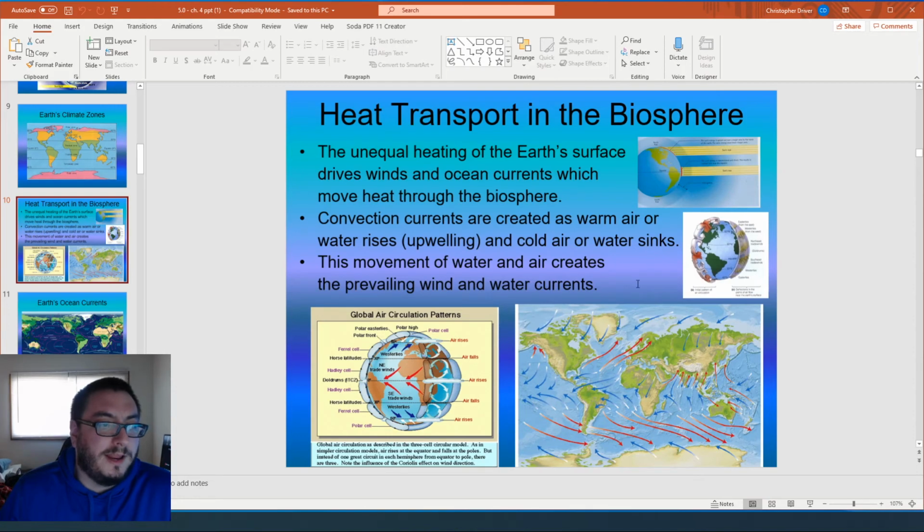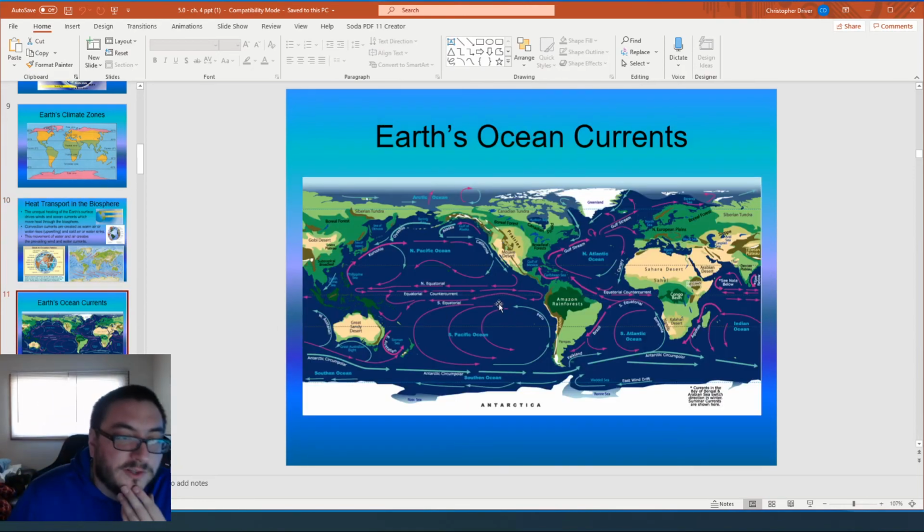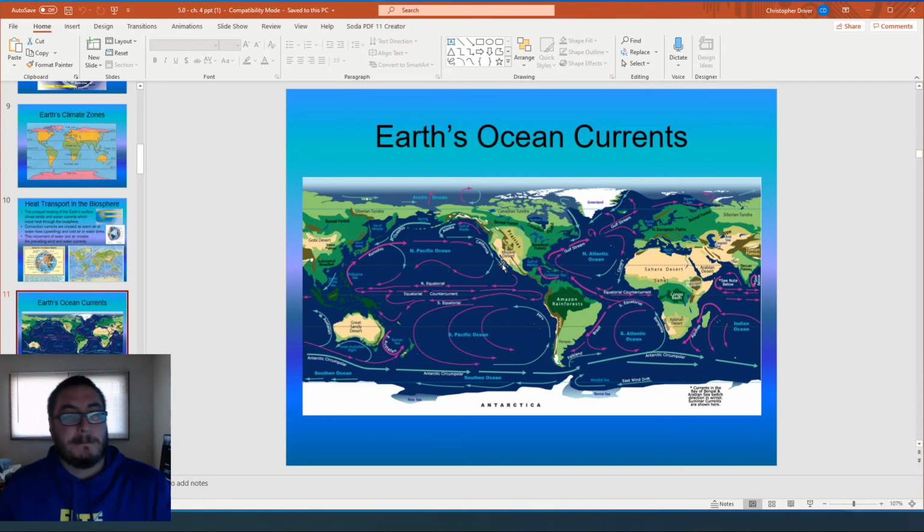The movement of water and air creates the prevailing winds and water currents, or some of the water currents, I should say. So the surface ocean currents are really driven by the heating of the planet. So let's go ahead and take a look at these ocean currents. California, sorry, you've got cold currents coming through there. So if you've ever tried to go out into the ocean, like San Francisco, it's chilly. I would not do it. I think most people don't really go out into the ocean there.